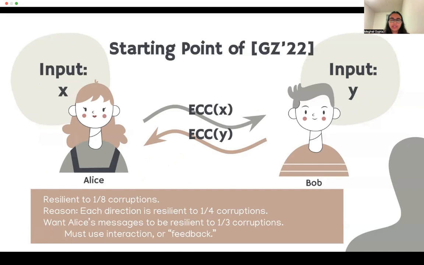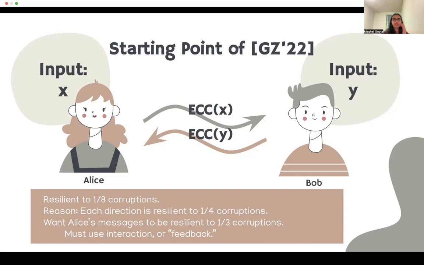Remember again that this is completely inefficient, so it's okay for Alice and Bob to be exchanging inputs here, even though that's only allowed in a very fake sense. So Alice sends ECC(X), Bob sends ECC(Y). This is resilient to 1/8 corruptions because each direction, so Alice's communication to Bob or Bob's communication to Alice, individually, is resilient to 1/4 corruption.